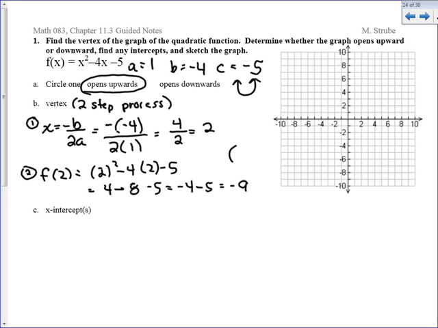So you should be writing these as points because they are. Vertex is a point, intercepts are points. So my vertex is at 2, negative 9. So if I go over my graph, I've got my x, I've got my y. So I go over 2 in the x direction, and then down to negative 9 in the y direction. So there's the vertex.